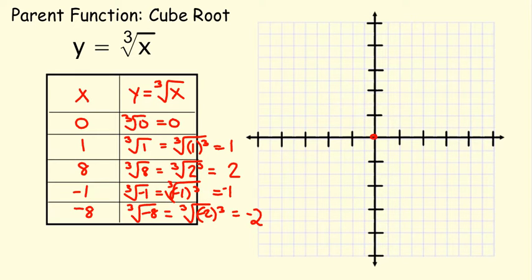All right, so let's go ahead and graph these ordered pairs. Over 0, 0, then over 1, up 1, and then over 8, up 2, and then left 1, down 1, left 8, down 2, and you'll see your graph look like this, which is called our cube root function. Looks like the shape of a snake. All right, there's our parent.